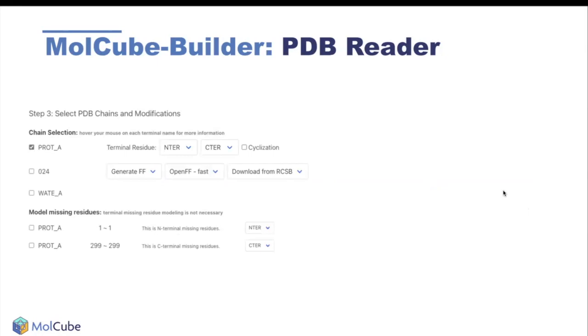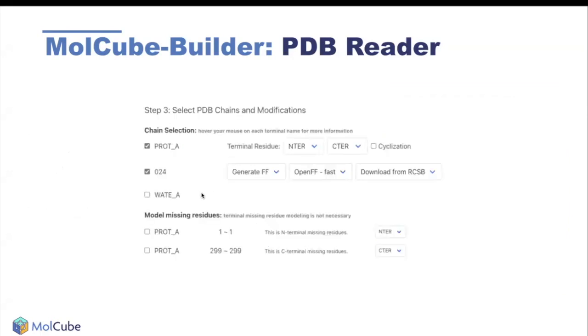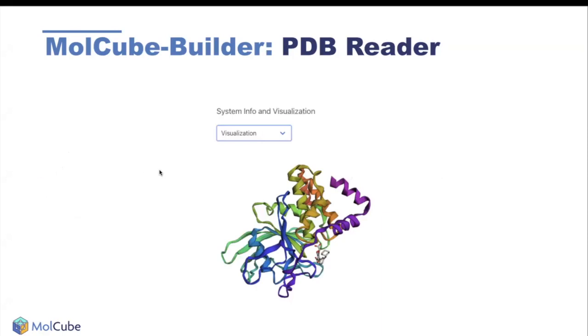In this step, we need to select the protein chains and the native ligand we want to include in our model. In this case, there is only one peptide chain and the native ligand, 024. We can inspect the native ligand 2D structure after selecting it. For the ligand force field, we just use the default OpenFF-fast to parameterize it. We don't need other crystallized water, so we only select these two things. Then we submit the PDB reader job. On the last page, we can preview the structure of protein plus the native ligand.